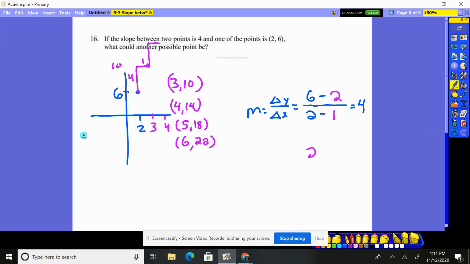So a 1 for the x and a 2 for the y would be one solution because 6 minus 2 is 4 divided by 2 minus 1 is 1. That would work. This would be a much harder way to look at it. I think if you drew a picture and thought it through, you'll do much better.